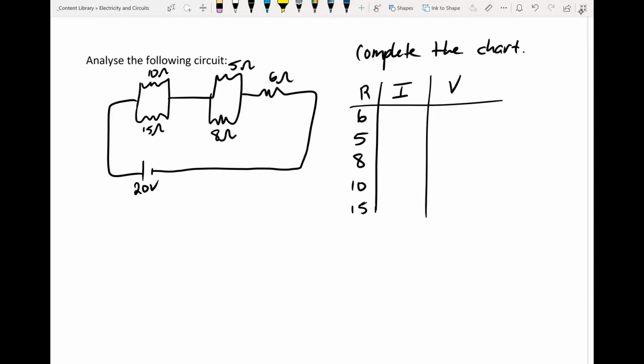In this video, we're going to do two more examples in analyzing parallel and series circuits. So take a pause and then draw this diagram that I have out of a circuit along with the chart on the side. What we're going to do is find the current that runs through each resistor and also the potential drop.